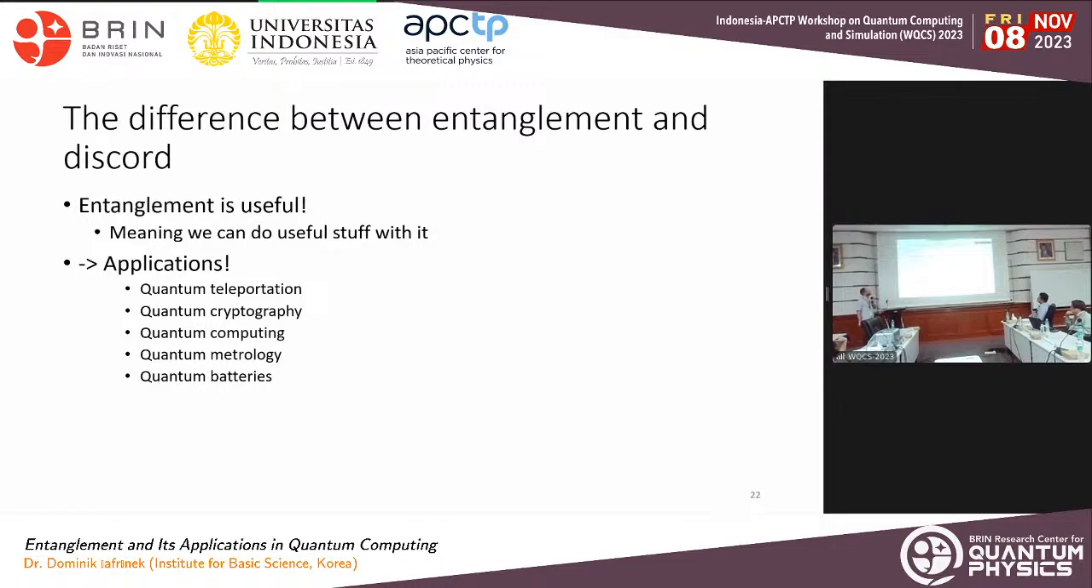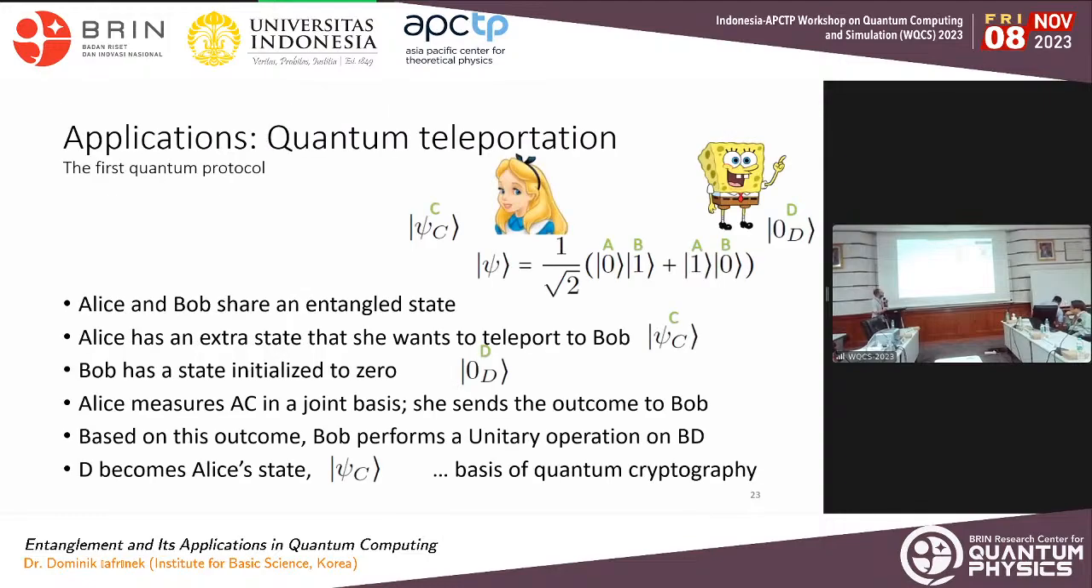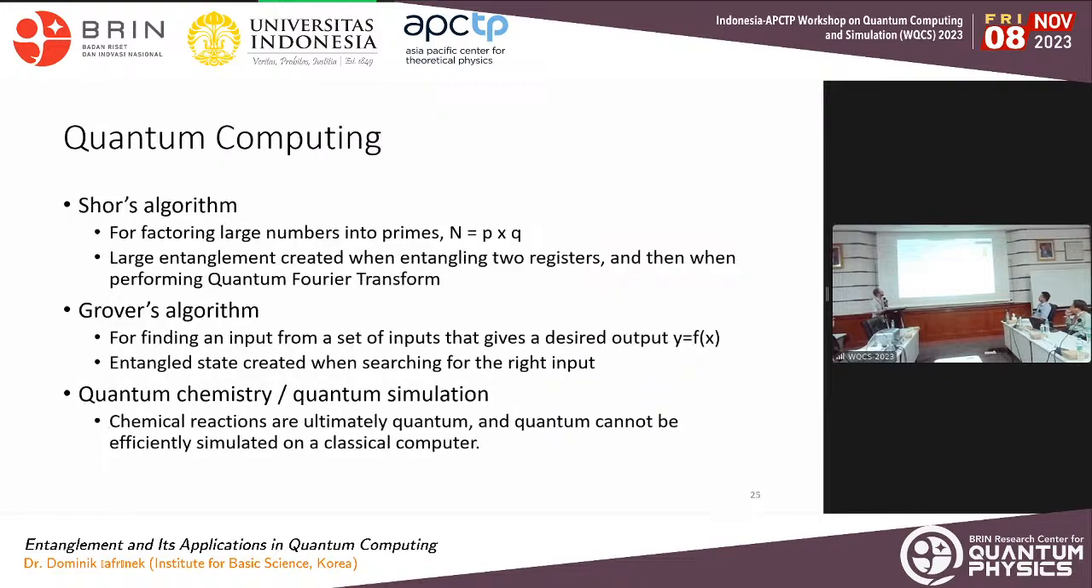So why is entanglement useful? Entanglement is useful, meaning it can be used. It has useful applications in communication, cryptography, and computing. And there's also a field of this. So how is entanglement used in computing?